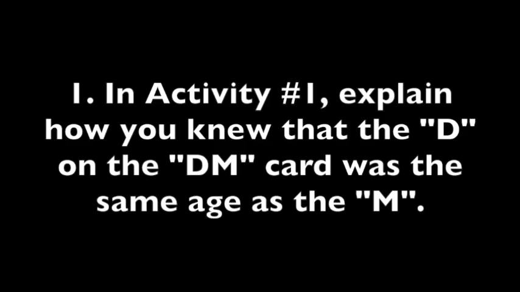Now that you're done with both activities, we're going to do a little wrap up in your notebook. So go to the bottom of the notes that you took earlier, and we're going to answer some questions. You don't need to write the questions, just the answers, so feel free to pause as necessary. Question number 1. In activity number 1, explain how you knew that the D on the DM card was the same age as the M. And again, you don't need to write the questions, just write the answer in your notebook.